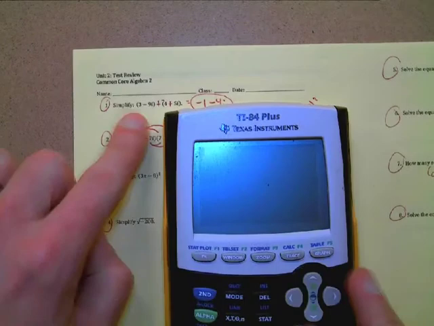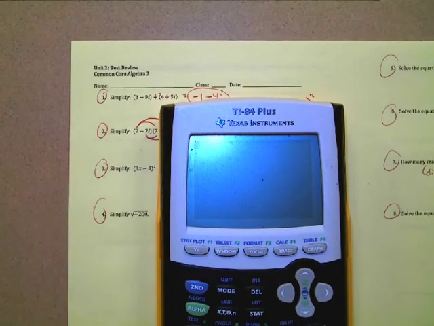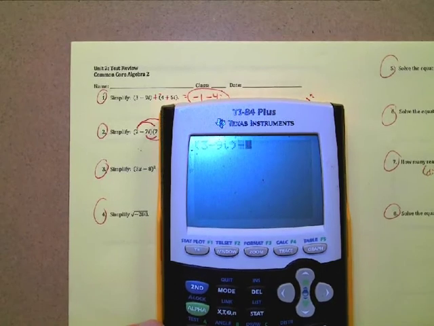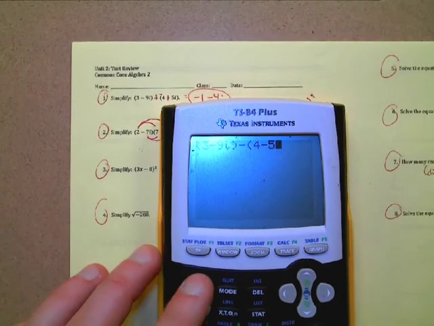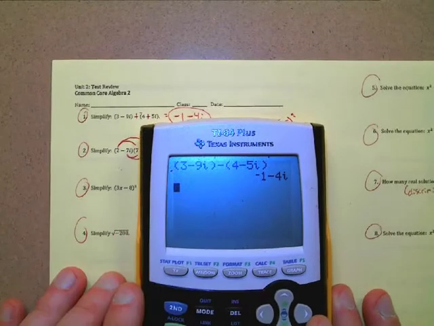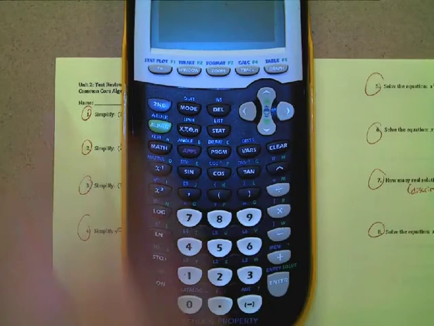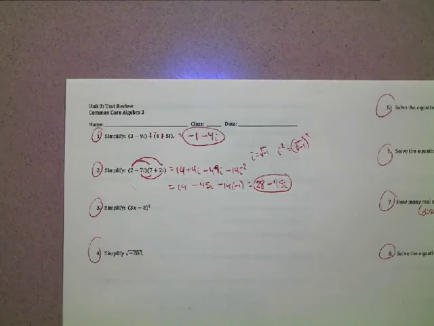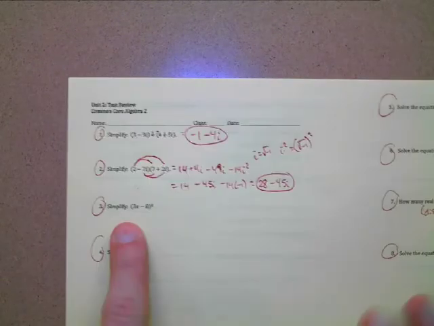So remember, folks, what other things you can do here? This can all be done in your calculator. So parentheses 3 minus 9i, close parentheses, minus parentheses 4 minus 5i, close parentheses, and there you get -1 minus 4i. How do you do i? It's second, decimal point. And you do the same thing for multiplication too. All right, number 3, you cannot do in your calculator.